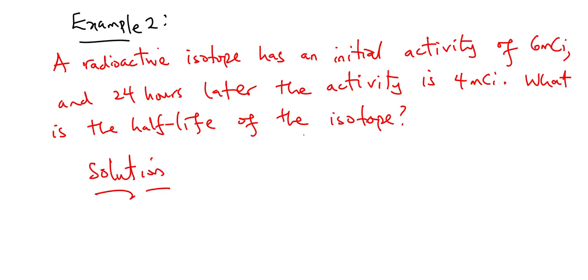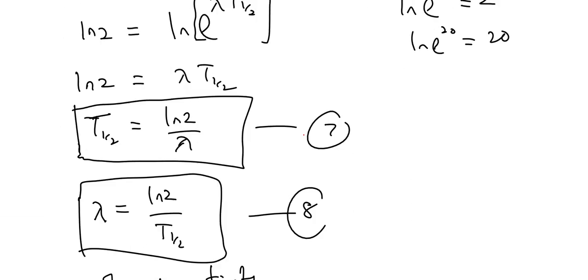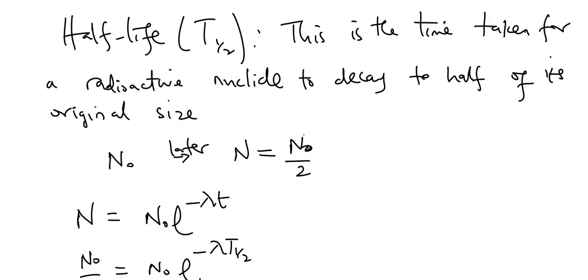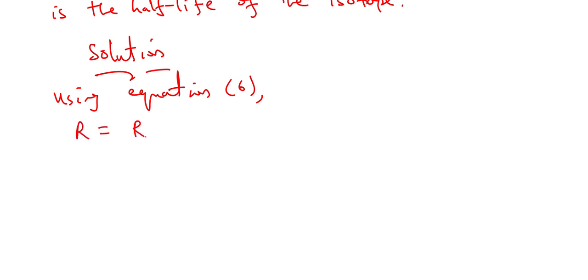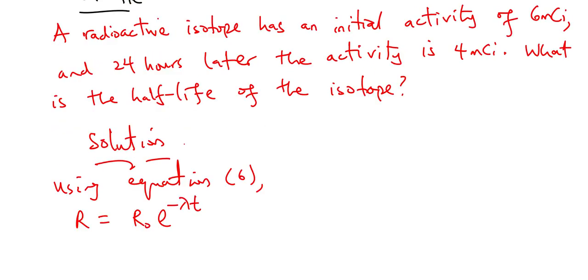So we can use our equation 6. So using equation 6, that equation 6 is R equals R naught exponential minus lambda t. So we have to determine the half-life. We are given R, R naught, and the time t. So we are asked to calculate the half-life.